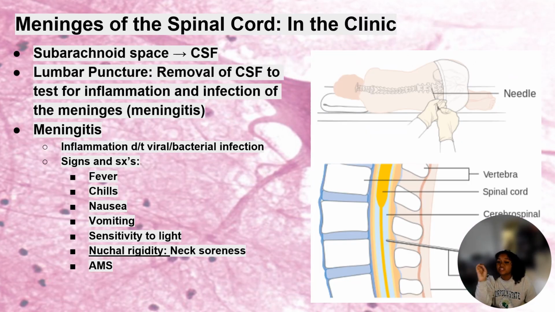Now, for the meninges in the spinal cord, remember I was going to bring it back up, the cerebrospinal fluid? This is where it matters in the clinic. For your subarachnoid space, remember I said that it has cerebrospinal fluid in it? If there's an inflammation of that, or if we're trying to rule out meningitis, we'll perform what's called a lumbar puncture, and that's the removal of cerebrospinal fluid to test for inflammation and infection of the meninges.